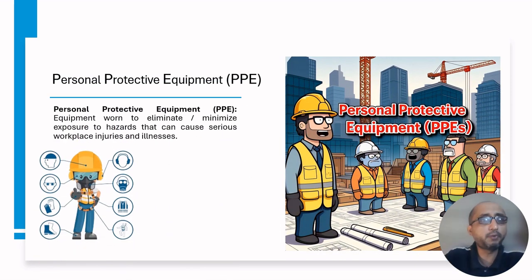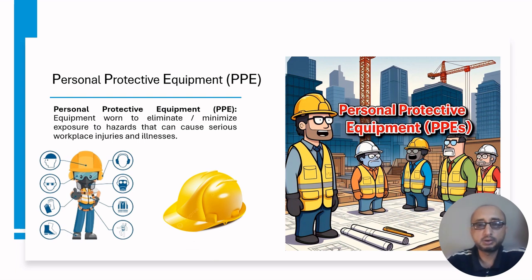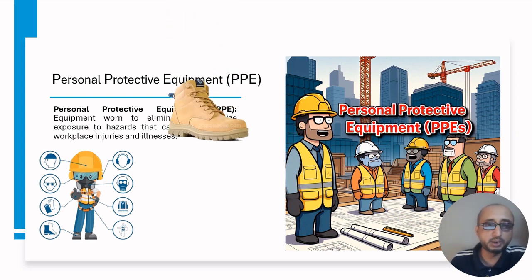The equipment is meant to eliminate or minimize the exposure to the hazards that can cause serious workplace injuries and illness. So basically, PPE is any equipment or tool that a worker wears in order to avoid or reduce the direct exposure to the hazard, to maintain or achieve his safety. It is called personal protective equipment. Like workers, we wear hard hats or helmets to avoid any impact on the head or save the head from any falling objects or from flying objects.